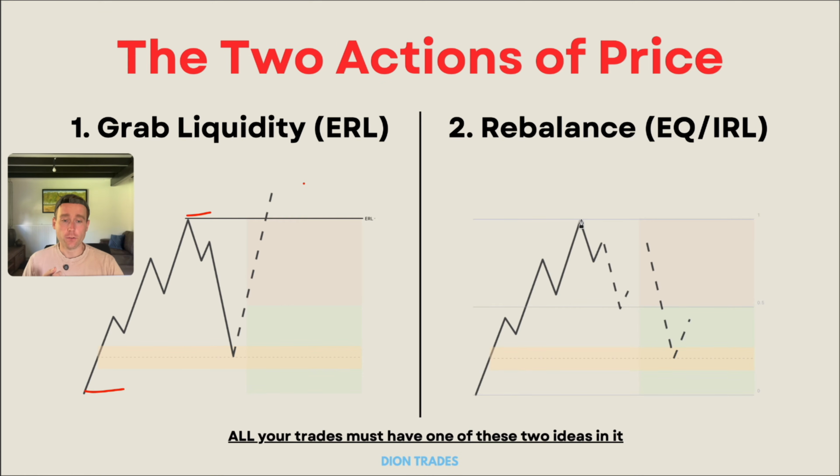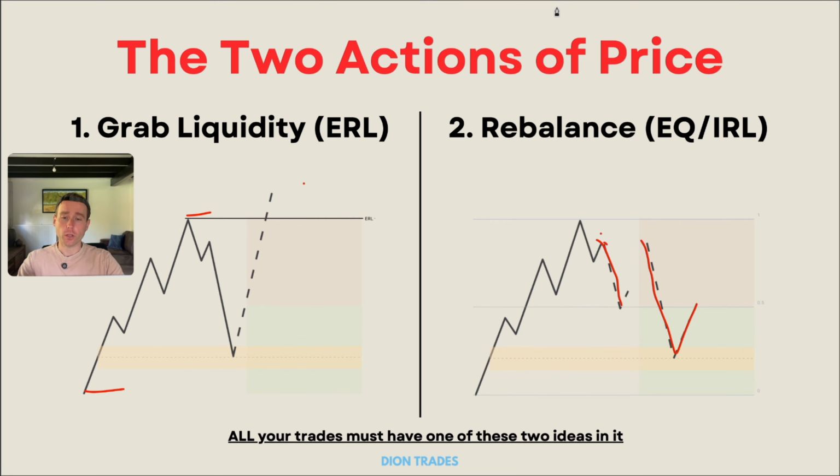That means if you have a swing high and a swing low, and you mark out that range, the 50% of that range is called equilibrium, and it can also seek fair value gaps. So it can either go to equilibrium or it can go to a fair value gap. And all your trades must have one of these 2 ideas in it.